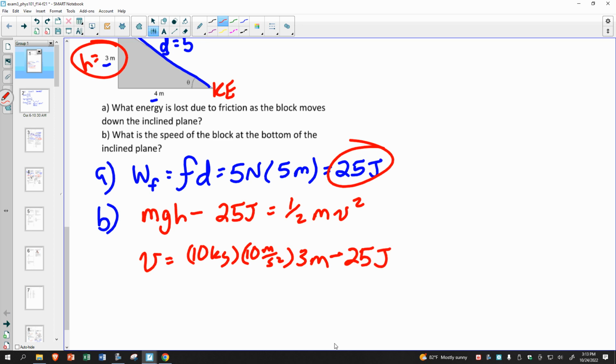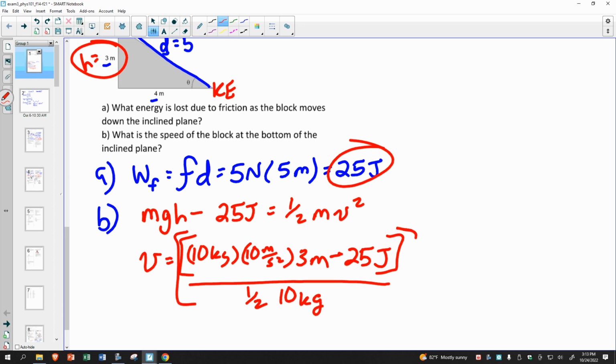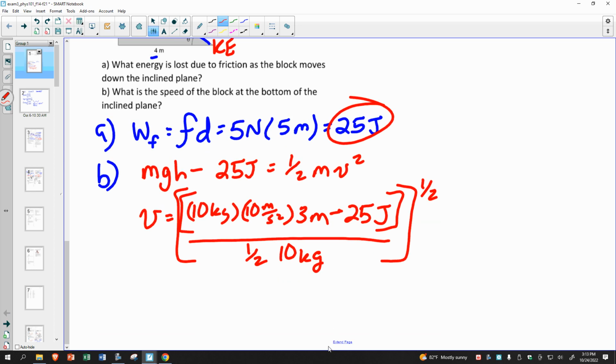And then I have to divide that whole thing by 1/2 m, half of 10 kilograms, and then take the square root of that whole thing to find the answer. So that's 300 minus 25, 275, divided by 5. What's that? The square root of, you might know the answer. 7.4.